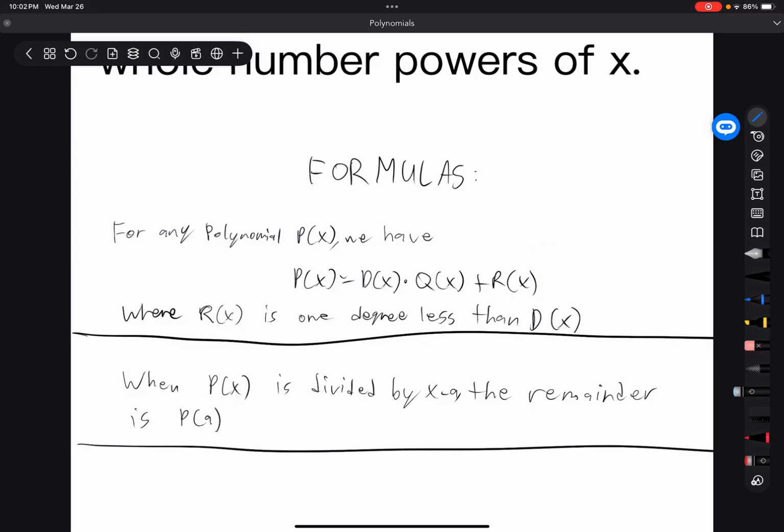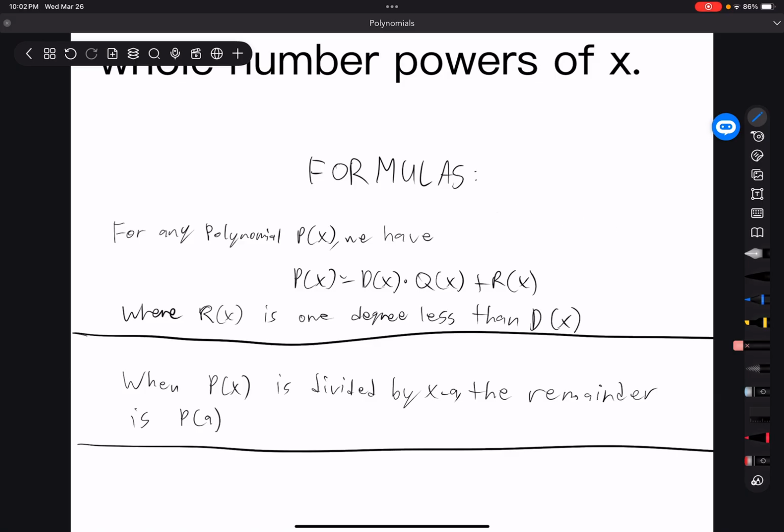Doesn't this kind of make sense? For example, 14 divided by 4: our p of x, let's just say 14, is equal to the divisor, which is 4, times what is the greatest q of x? It's 3, right? So 4 times 3 plus the remainder, 2. So now that we know how this works, let's also take a look at our next formula.